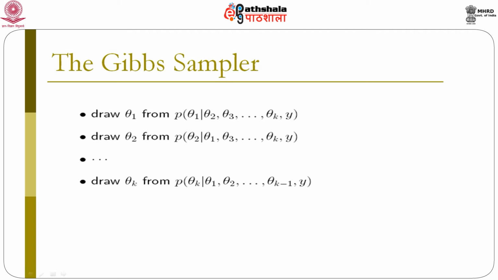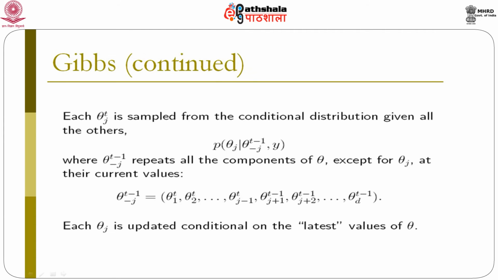So, this is how we generate observations. Each theta j t is sampled from the conditional distribution given all others, that is, p(theta j | theta minus j t minus 1, y). Theta minus j means the theta vector consisting of all components except theta j. So, the conditional density of theta j given these, observations are generated from there. Okay. And then theta j is updated conditional on the latest values of theta.